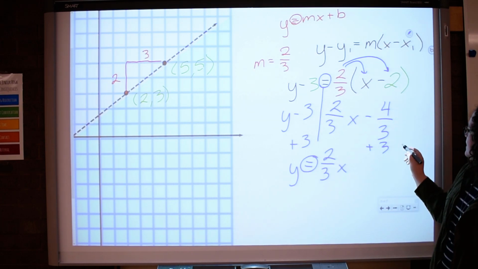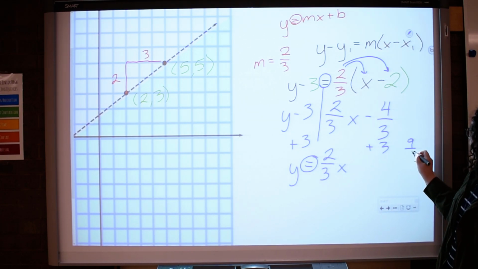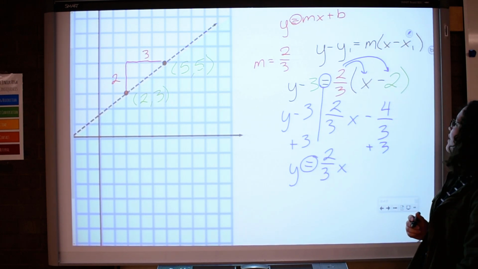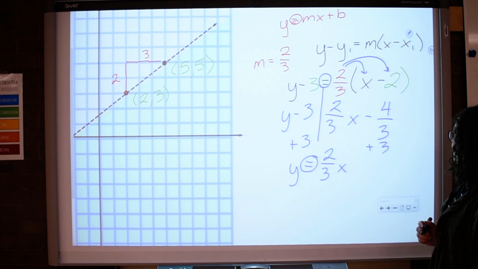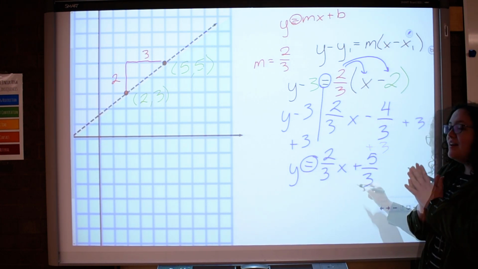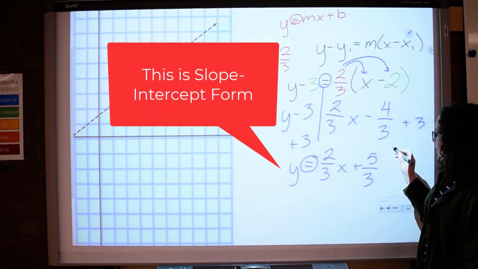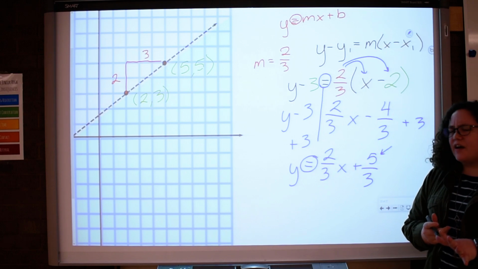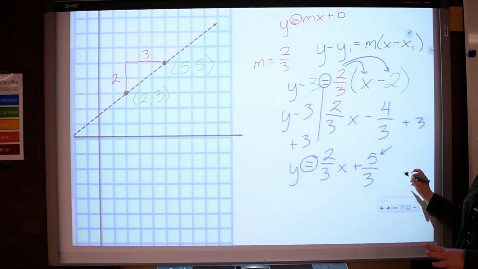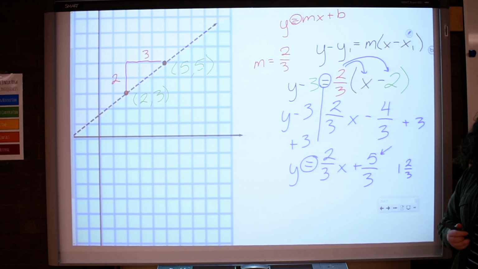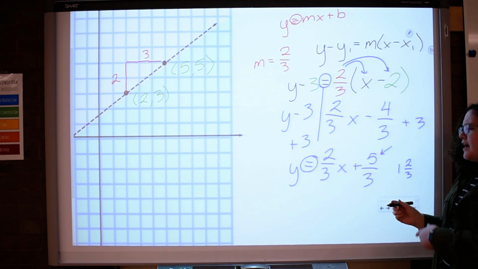And then this is about 9 over 3. That's what this is. Plug this into your calculator. Should get 5/3, I believe, right? Now we've actually got our b. Let's see if it ends up being about what I thought it was going to be. That's exactly 1 2/3, which is about 1.5. So I think I'm on the right track with that.